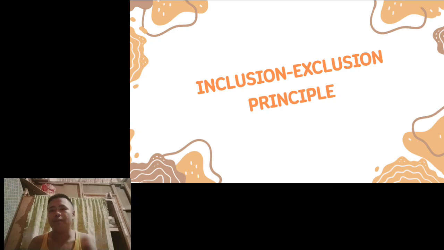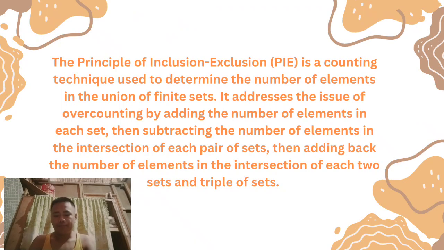So, our topic for today is the Inclusion-Exclusion Principle. So, what is the Inclusion-Exclusion Principle, or PIE? The Inclusion-Exclusion Principle is a counting technique used to determine the number of elements in the union of finite sets.